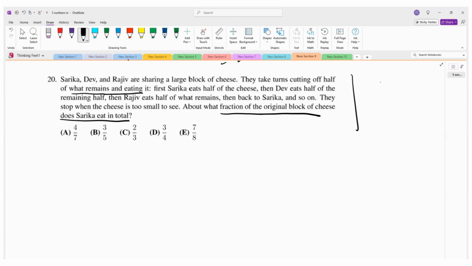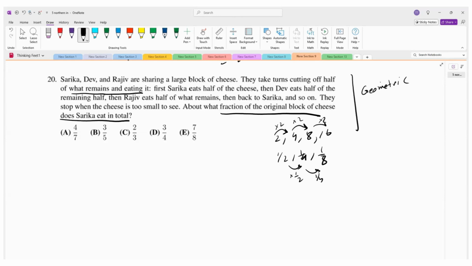Now, if you're familiar with geometric sequences, which is essentially sequences like this: 2, 4, 8, 16, or 1/2, 1/4, 1/8, where each number is a multiple of the previous number. So here you're multiplying by 2. This one you're multiplying by half. So that's a geometric sequence. Now, they keep on eating until the cheese is too small to see. That's a hint that we're looking at an infinite geometric sequence, close to an infinite geometric sequence.